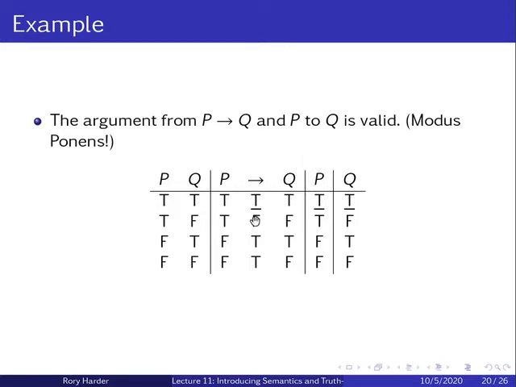So in the second row, the first premise is false. And in the bottom two rows, the second premise is false. But in the first row, we see here that the first premise is true and the second premise is true.